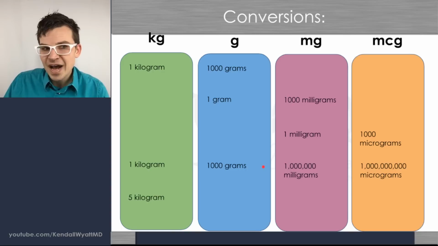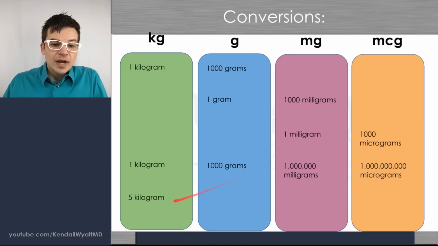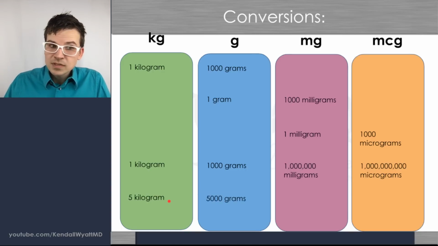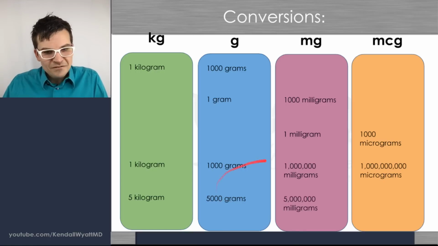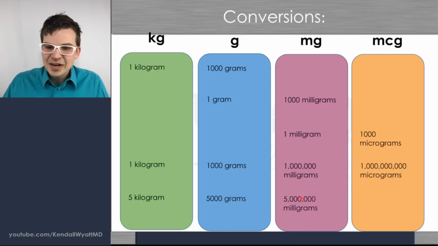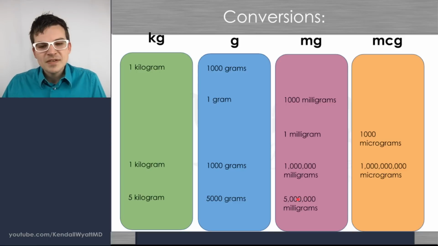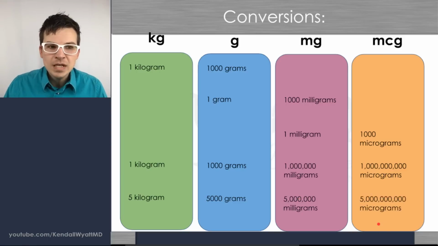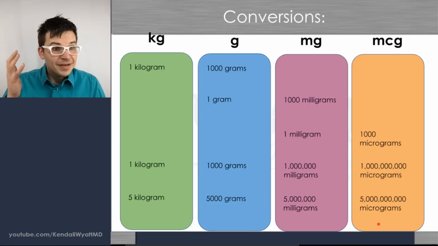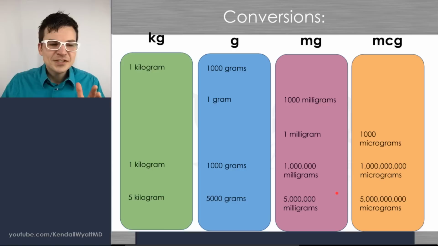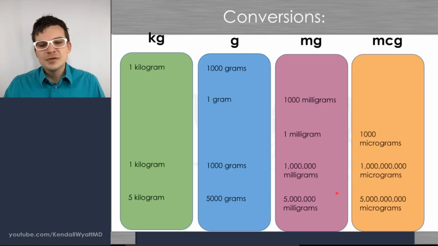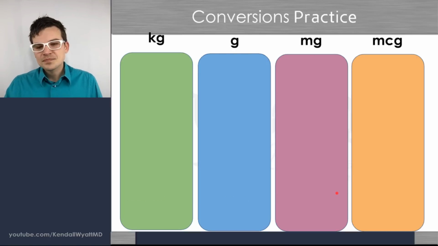Now, what if I have 5 kilograms? So 5 kilograms equals how many grams? 5,000. That's right. So 5 times 1,000 equals 5,000 grams. Now, how many milligrams? 5 million. You're catching on. And how many micrograms? Times 1,000 is 5 billion micrograms, right? Yeah, I know, right? I did pretty good. So let's do some examples that you actually have to do some math at that you can't do in your head.